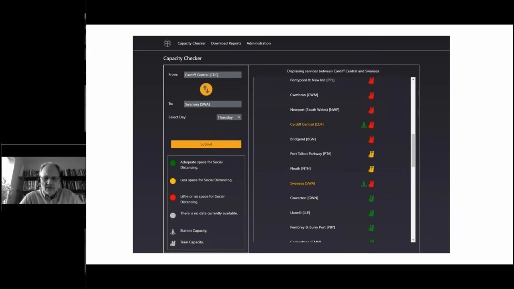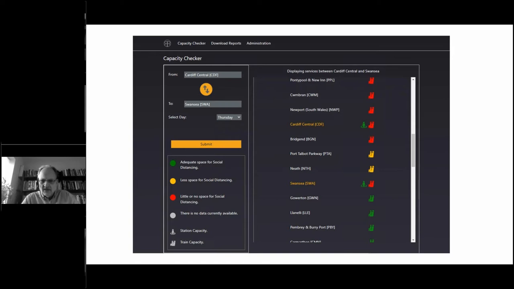And there is some work going on in the background to coordinate the way that relates to the Wi-Fi numbers. But what you see here is just the historical data and what you can expect. As you can see, the colors are on the left. You've got little or no space for social distancing is red. And lo and behold, part of the journey, what's shown here between Pontypool and Bridgend, is extremely busy.